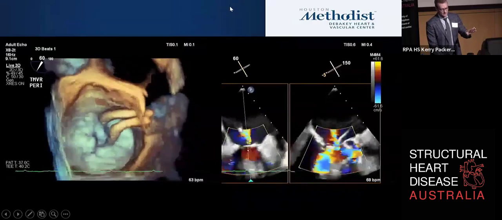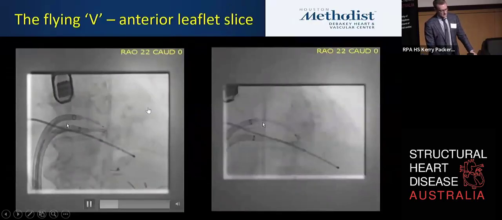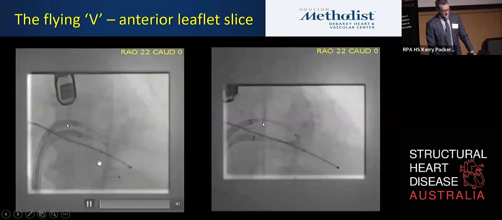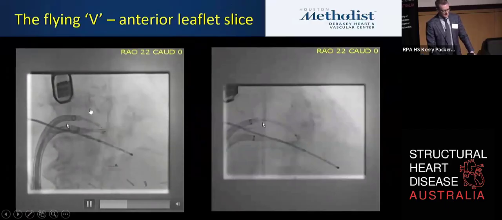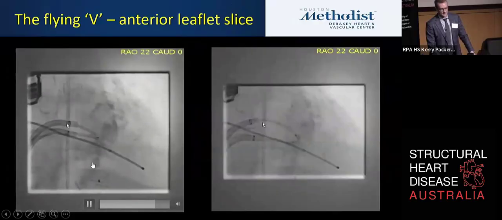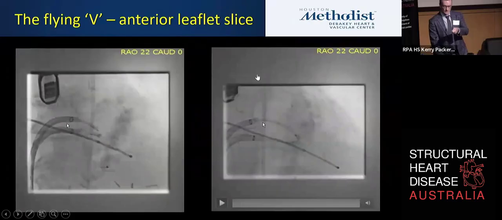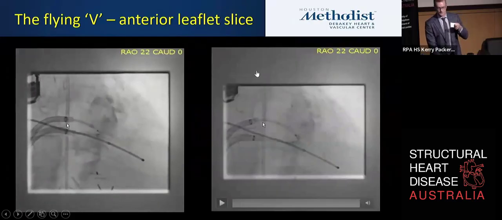Then you create a rail. And then this is the fluoroscopy moment. The interventional cardiologist loves this. You see also, incidentally, this circumferential MAC. That big cloud is all the calcium. This is the V. And then the image on the right is sort of the money shot when you pull. This is when you slice through the anterior leaflet.